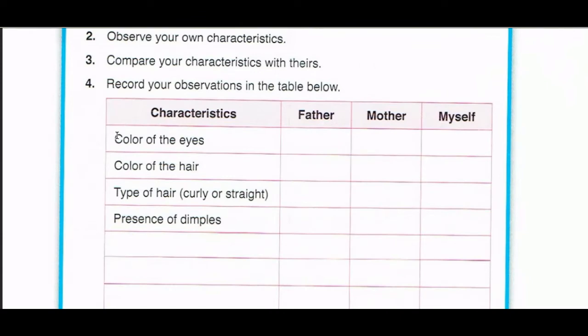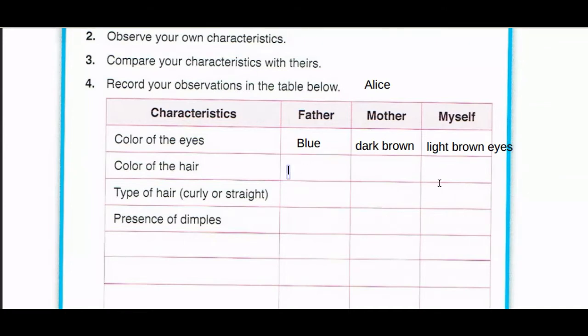So we have here, as an example, the color of the eyes. We take here Alice. The color of her father's eyes is blue. The mother's eyes are brown. What do we say there? Dark brown. We say they are dark brown. And Alice, she has light brown eyes.